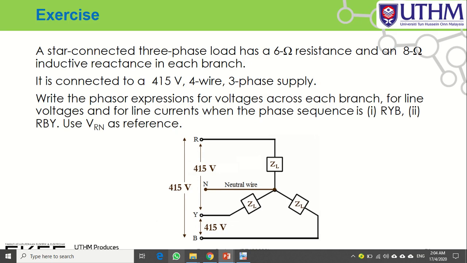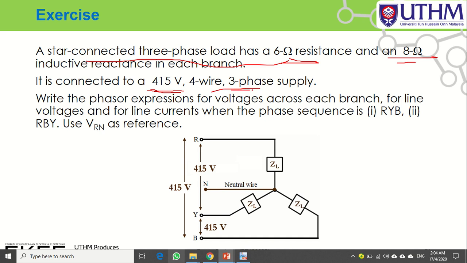So in order to ensure that you can easily understand how to analyze the system, you can try by your own to solve this exercise. Okay, let's say you have a star connected three-phase load. This is a load R and this is a load L, connected to a 400 volt, 4 wire, 3-phase supply.